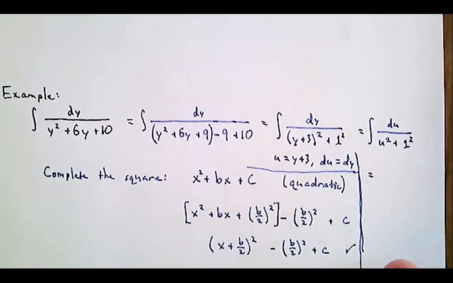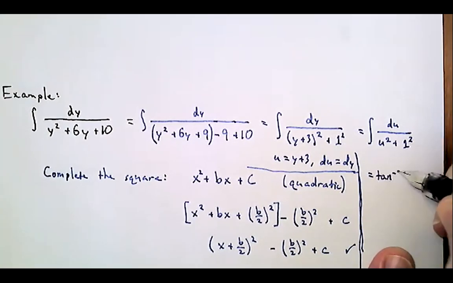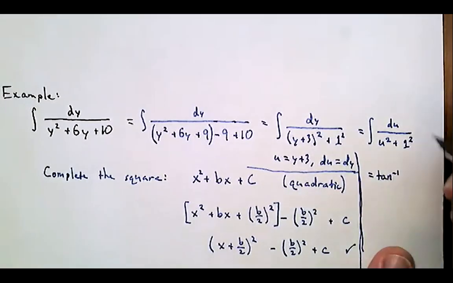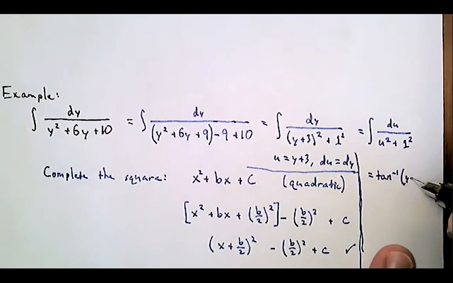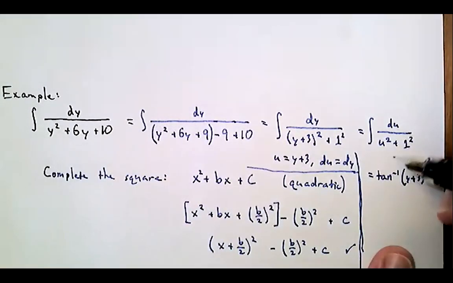So does anyone know what the answer would be? No one's volunteering. So it's arctangent, or tangent inverse, of u over a, or u over 1. So it's just arctangent of y plus 3 plus a constant, since we're doing an indefinite integral.